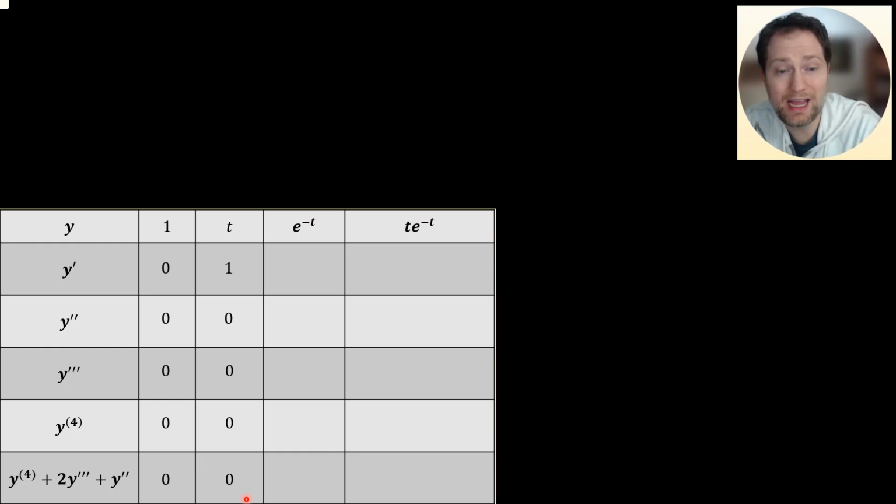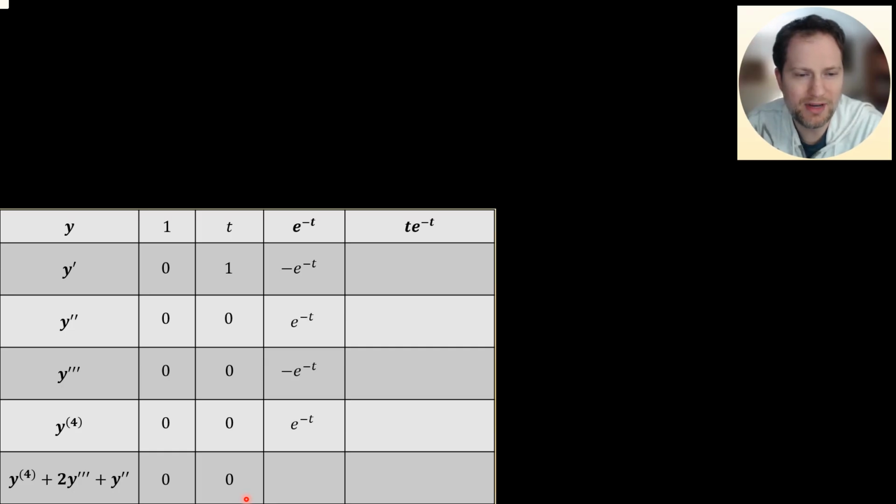Now let's try e to the negative t, finally one that's a little more interesting. Though the derivatives are not too tricky here, we just get this kind of alternation going. And so now, okay, what's the recipe? We're taking one of these plus two of these plus one of these. Do you see how those will come out to be 0?